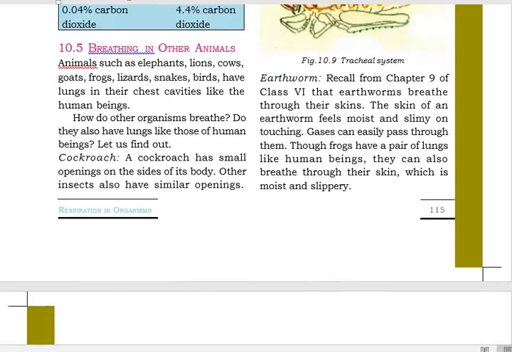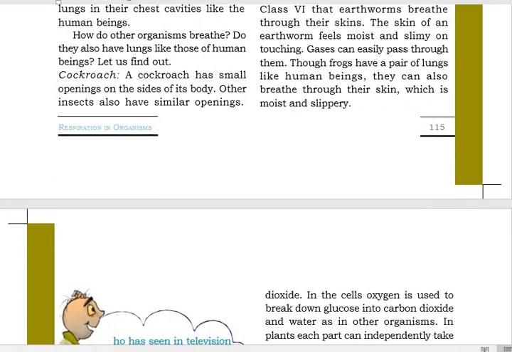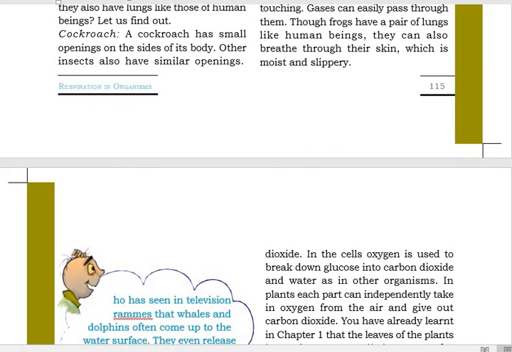So cockroaches have spiracles, small openings, and tubular structures called tracheae through which the exchange of gases takes place. In the case of earthworm, the skin is moist and wet as well as slippery, and the exchange of gases takes place. In the case of frogs, it has a proper respiratory system like human beings, having the lungs. Apart from that, the skin is also wet as well as slippery, and it can breathe through the skin when it is in the water.